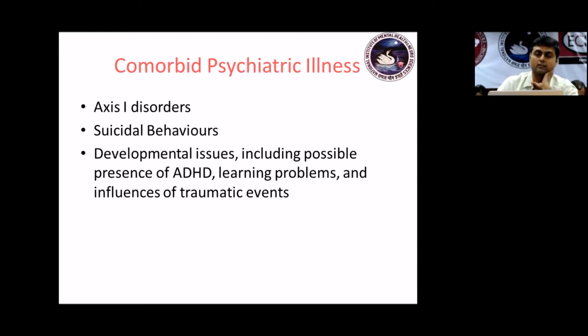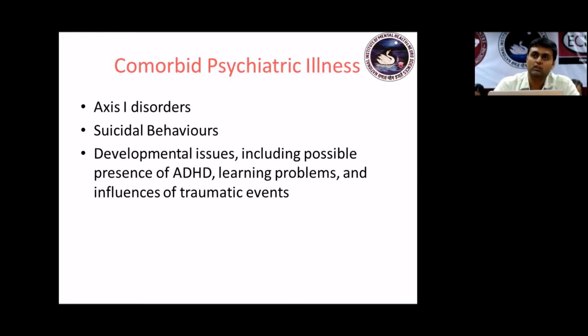Comorbid psychiatric illness, axis 1 disorders, especially depression and anxiety, are very common in this age group, so that needs to be assessed systematically. And suicidal behaviors, which we have seen to be very high in our population, need to be assessed. Both the deliberate self-harm attempts and the death wishes, suicidal ideations, need to be systematically assessed and documented.